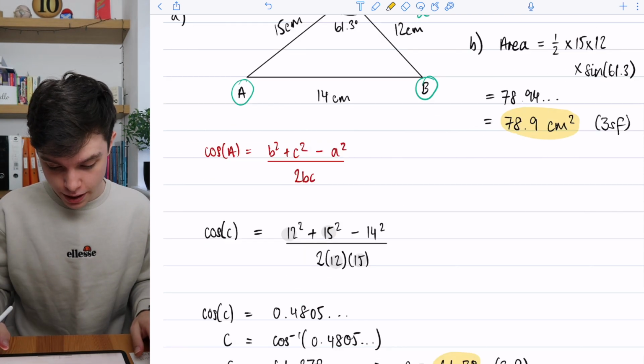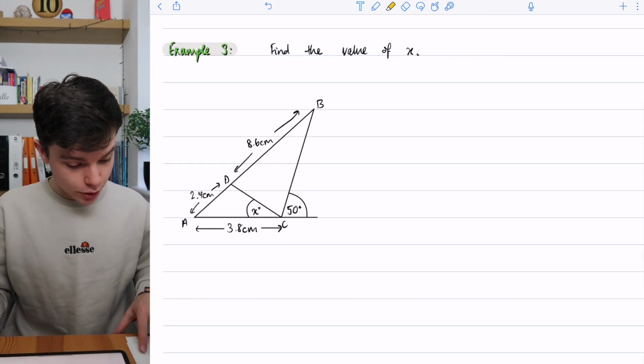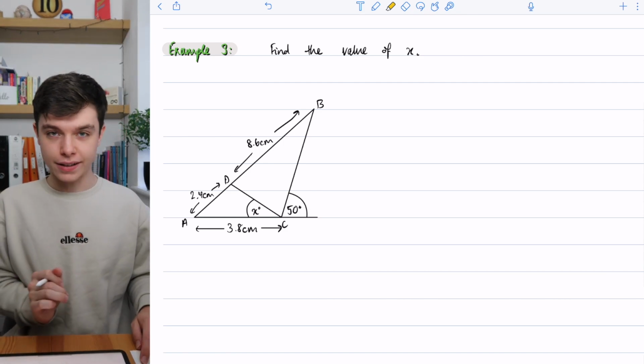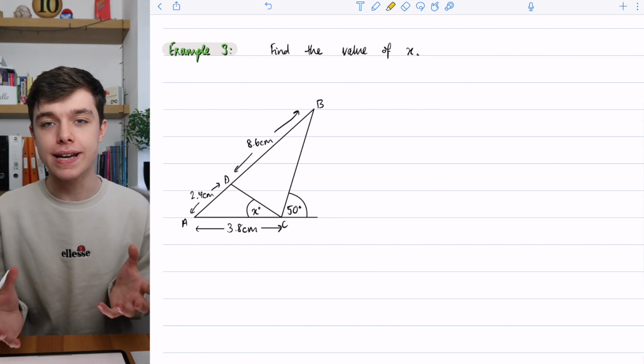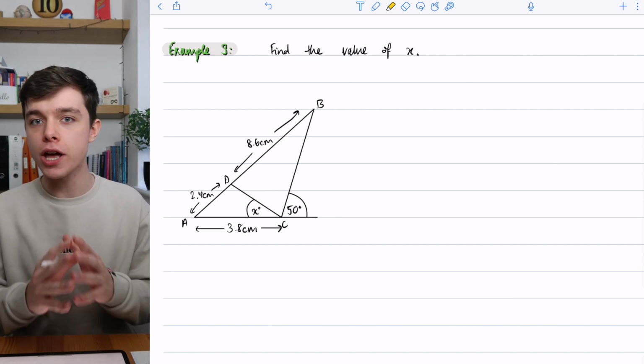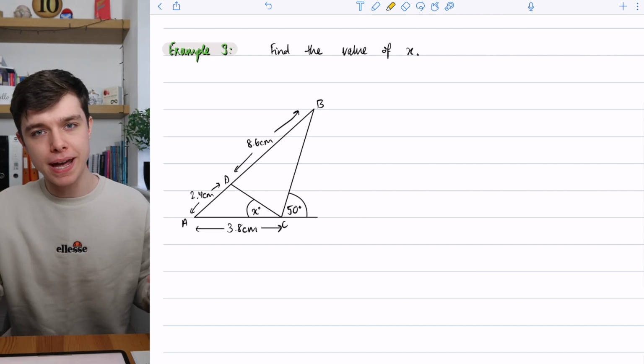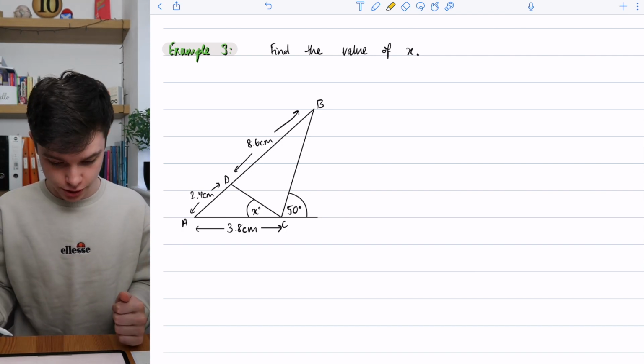Hopefully you can. All right, final example for this lesson. We are trying to find the value of x. Now, it doesn't tell you what x is, so first of all, identify what x is, where it is on the diagram, and what my units are going to be. Think ahead before you've done the solution.